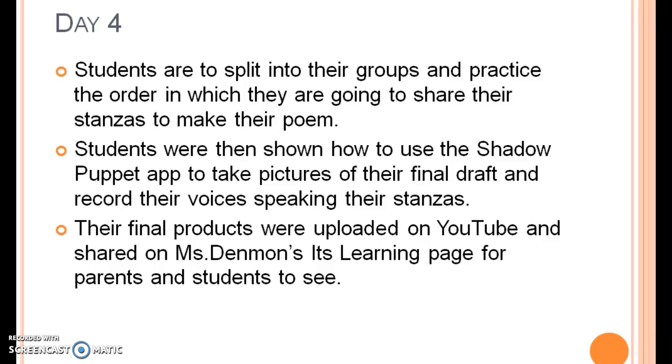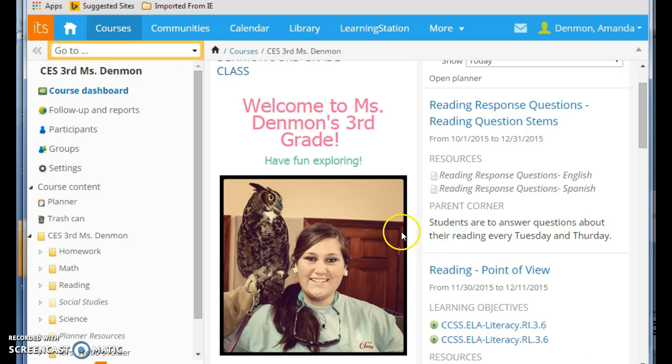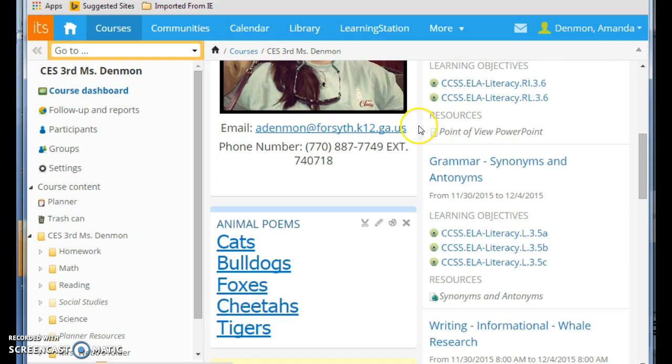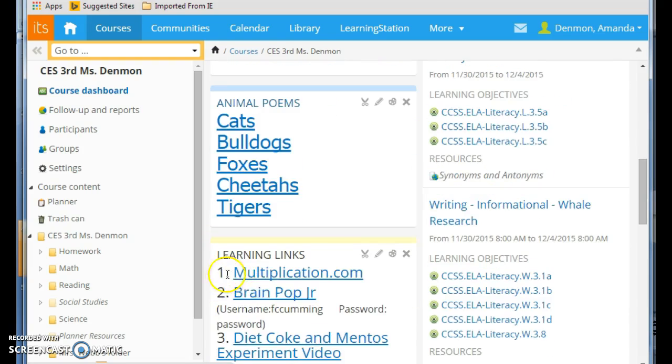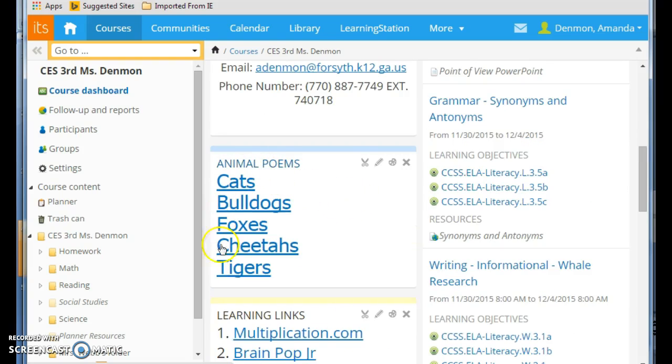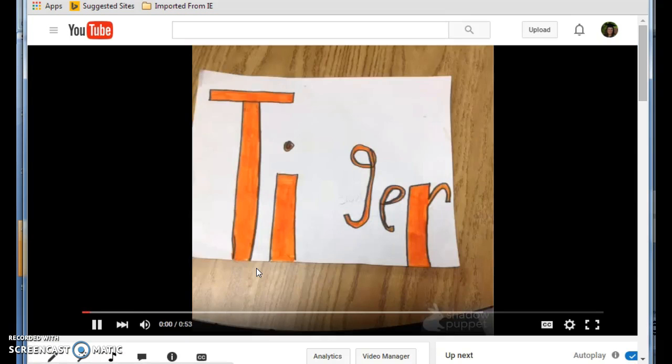Now, the It's Learning page can be shared with parents and students to see. This is the interface of It's Learning, and all students and parents who have an email address have access to the It's Learning page. I created a separate box that has our animal poems in there, and they can easily click on the poem of their choice, or they can click on all of them.